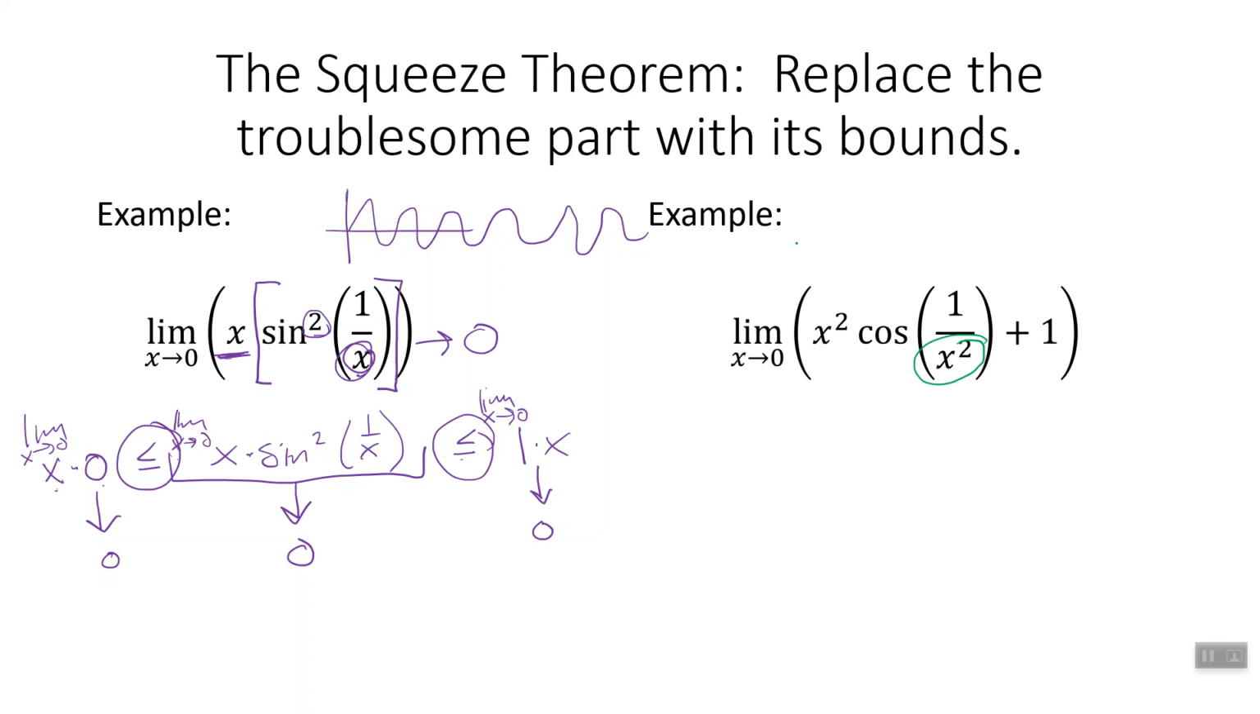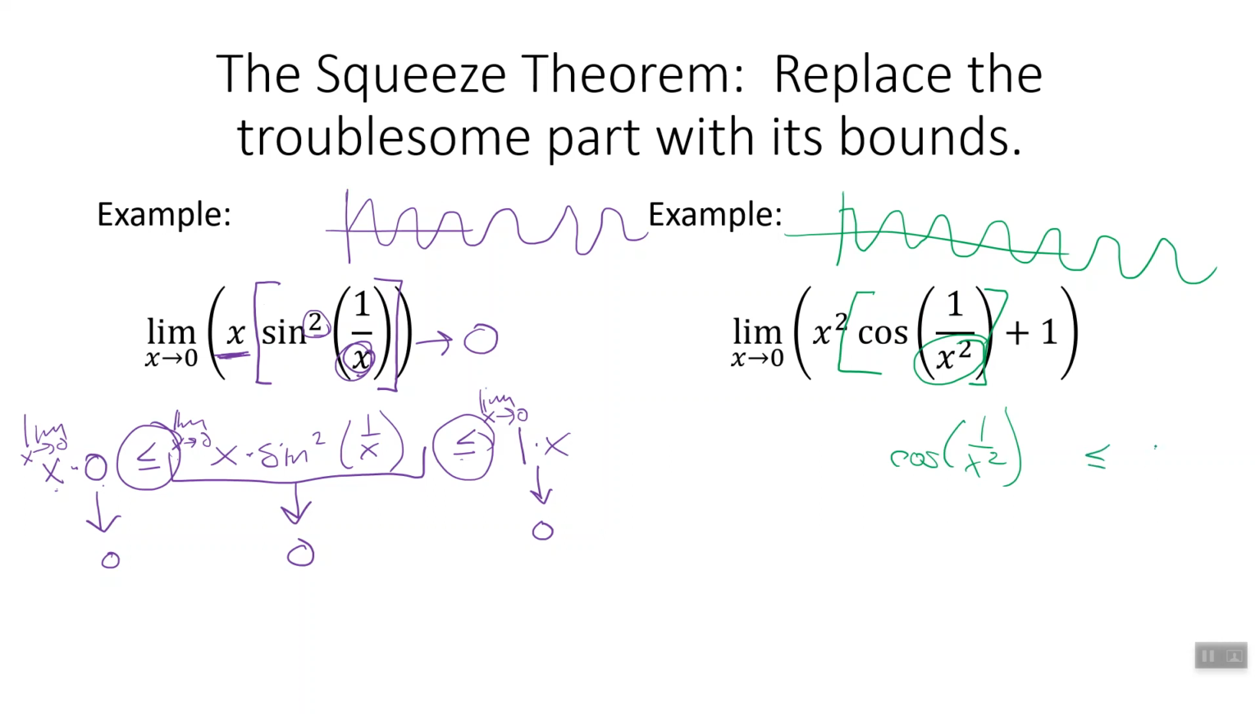The cosine graph looks very similar to sine. Especially as we get out towards infinity, it's just back and forth forever and ever. As x goes to 0, 1 over x squared is going towards infinity, and cosine is just bouncing back and forth between negative 1 and 1. So we start with the trig part, which is this cosine. We say that cosine of 1 over x squared is always less than or equal to 1. The lowest cosine gets to is negative 1. We would have used negative 1 for the sine too, but we squared the sine, so 0 was the lowest it was going to get to.